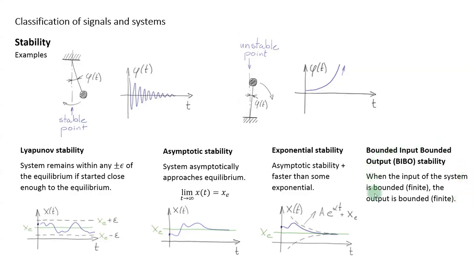BIBO stability does not say anything about what's going on inside a system. So you can have a system which is BIBO stable, but it still has some internal variable, some internal state that diverges to infinity, in which case it would not be internally stable according to these previous definitions. Now, all of this is a bit abstract, so before I continue, I will show you a small demonstration where you will see stable and unstable behavior of a system, and also I will demonstrate some typical behaviors which will then guide us to the signals that are needed to describe them.